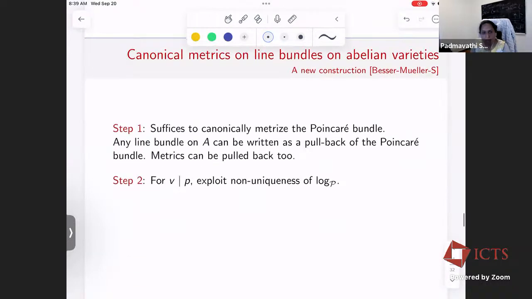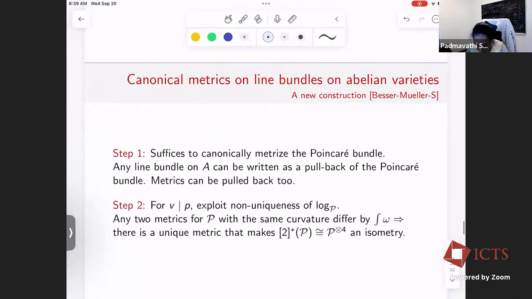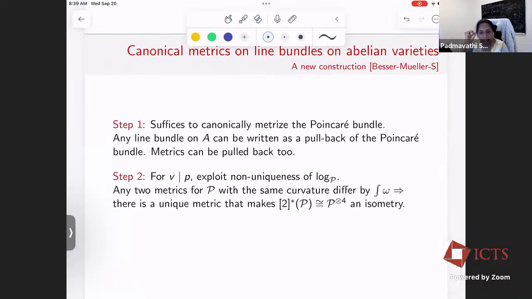And the key for metrizing the Poincaré bundle is the fact that log functions, these local functions at p, are not uniquely pinned down by the curvature form. And not just that, you know exactly how the ambiguity arises in pinning down these local functions, these log functions. Any two of them differ by the integral of a holomorphic form. So if you want to make a log function, an adelic metric that's canonical, one way of phrasing that is saying that you want this isomorphism of line bundles. The Poincaré bundle is a symmetric bundle, so the pullback by 2 is isomorphic to the 4th power.